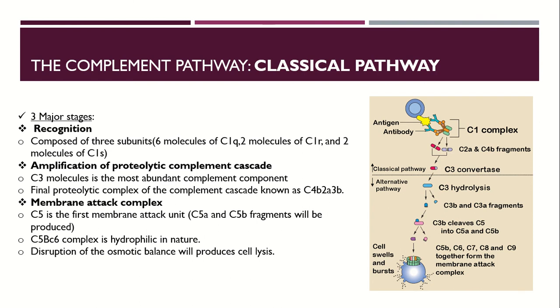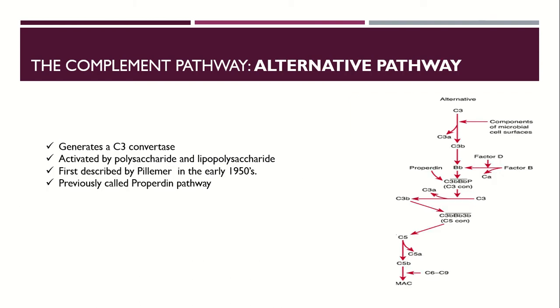Now let's proceed to the other pathway of the complement system, the alternative pathway. The alternative pathway is similar to some portions of the classical pathway as it also generates a C3 convertase. The major difference is that the alternative pathway is not triggered by antigen-antibody complex, but instead is activated by polysaccharides and lipopolysaccharides, examples of which are inulin, zymosan, bacterial polysaccharides, and endotoxins.